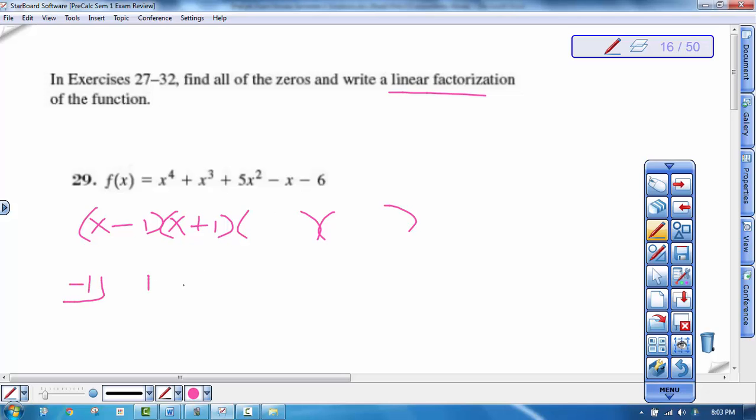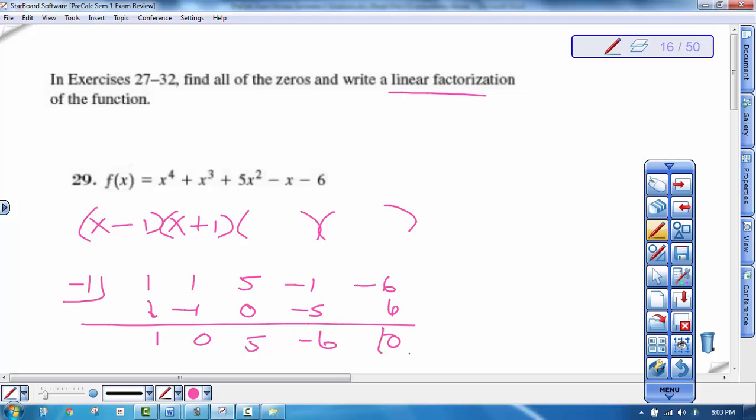going to divide it into this polynomial, 1, 1, 5, -1, and -6. Drop down the 1 and multiply. If you add, and then multiply, and then add, and then multiply, and then add, and then multiply, you should get no remainder, which is a good sign. So what that means is that this cubic right here that's left over is x cubed plus 0x squared plus 5x minus 6.